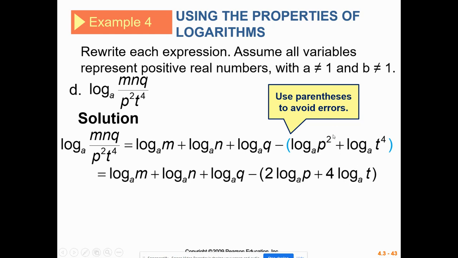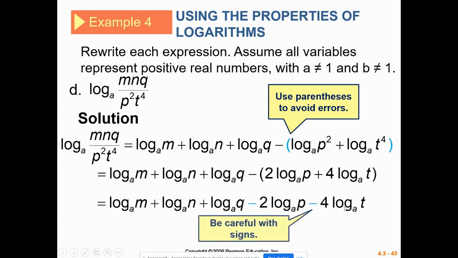This 2 I can bring out in the front using the power property. The 4 I can also bring out in the front using the power property. And now I can distribute my minus sign. And I end up with the log base a of m plus the log base a of n plus the log base a of q minus 2 log base a of p minus 4 log base a of t.